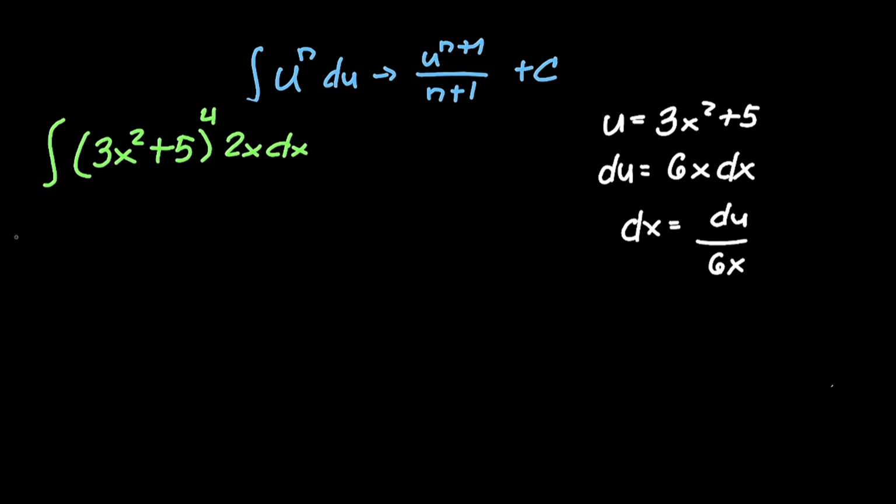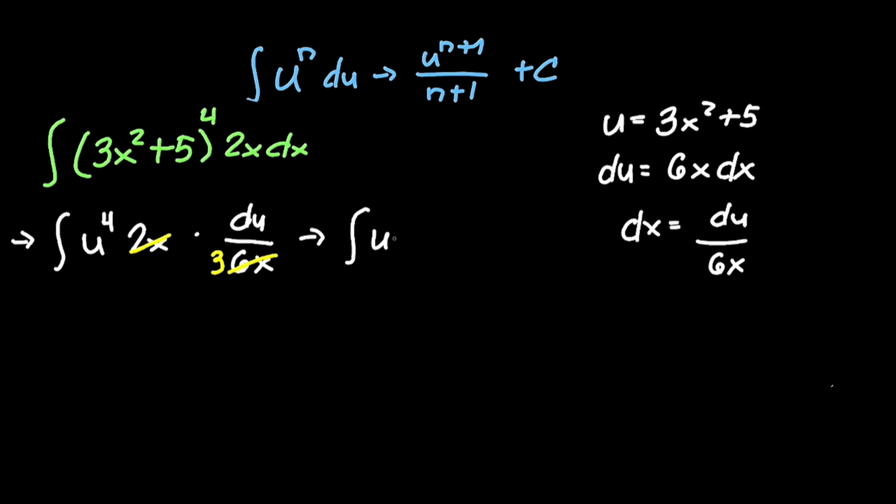Let's substitute it back and you will get the integral of u raised to the power 4 multiplied by 2x multiplied by dx, which will be du over 6x. 2x divided by 6x will be simply 3. So it will be the integral of u raised to the power 4 multiplied by du over 3, which you can put 3 outside. So you will get 1 over 3 the integral of u raised to the power 4 multiplied by du.